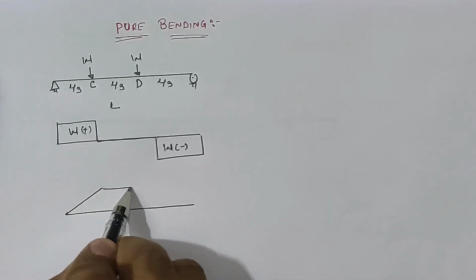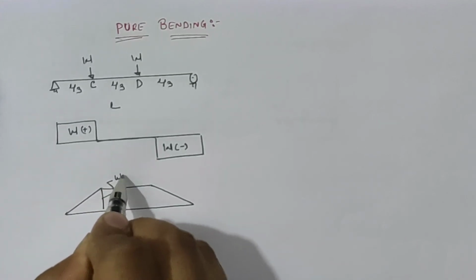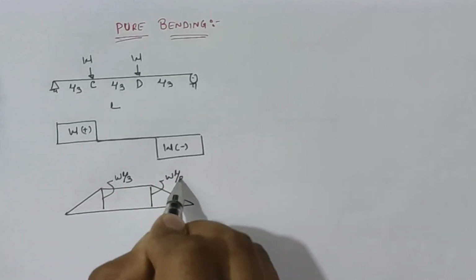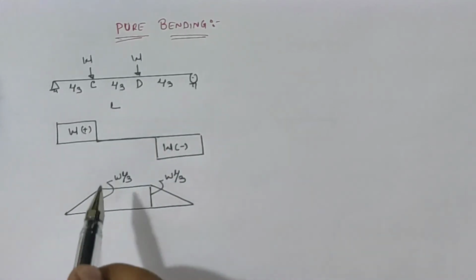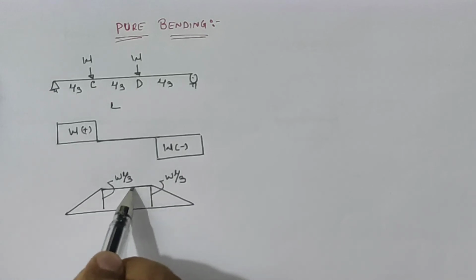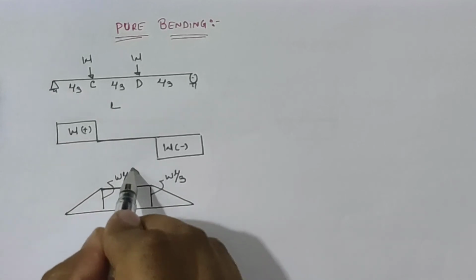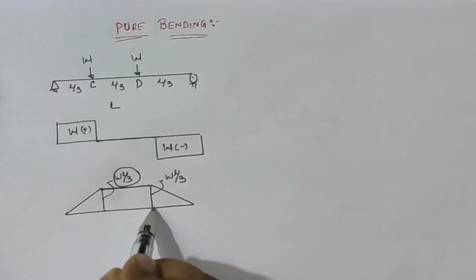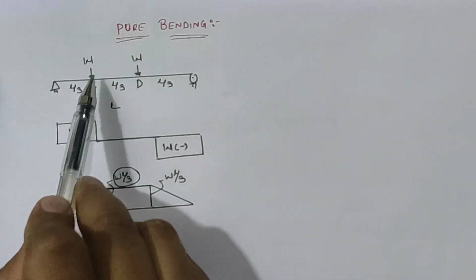Now let us go for the bending moment diagram for the given beam. It is as shown in the figure, and the value at point C is WL by 3 as well as at point D is WL by 3. Observing the figure, the shear force is 0 from C to D, but the bending moment is constant at a value WL by 3 throughout that span. Hence the part CD, due to the constant moment, is known as being in the pure bending state.